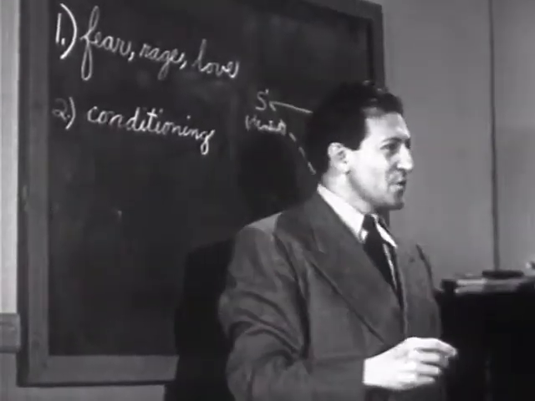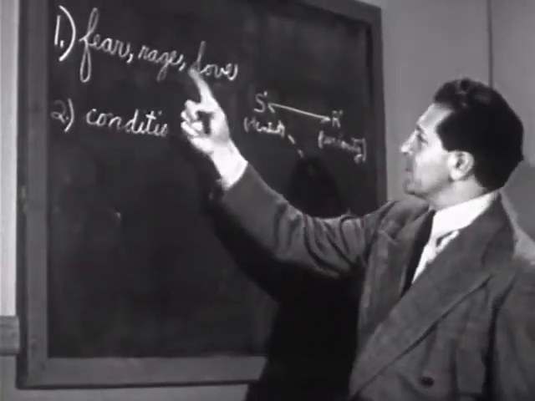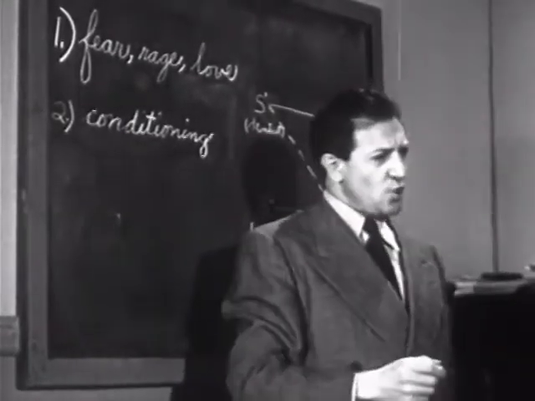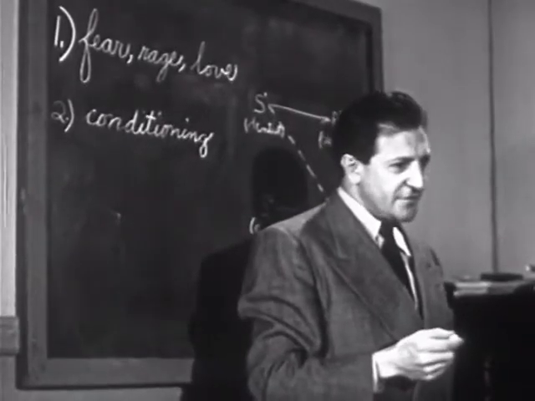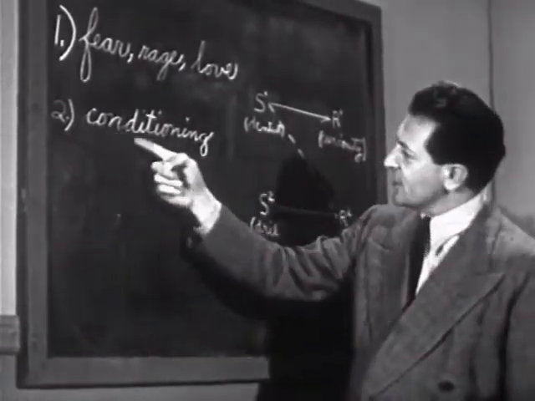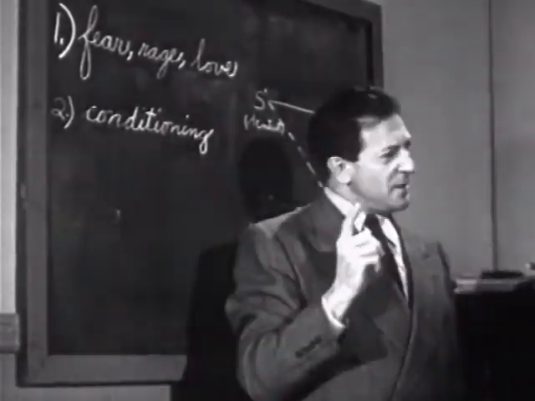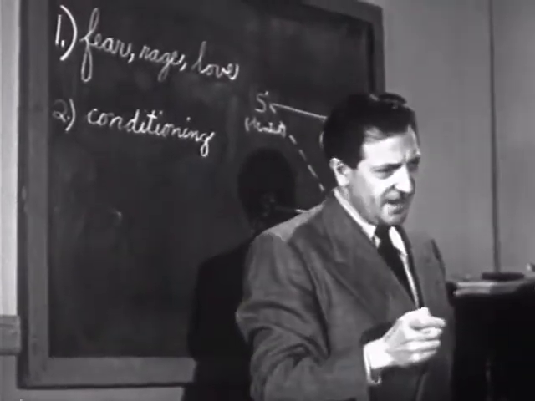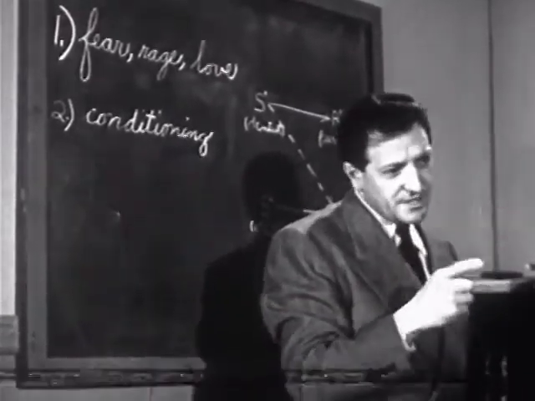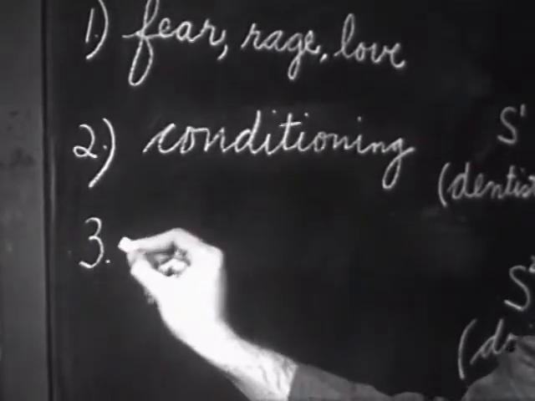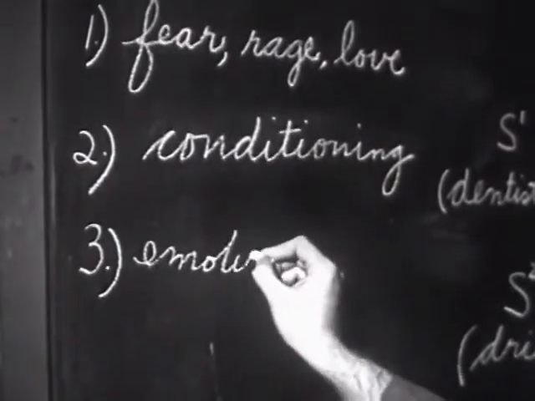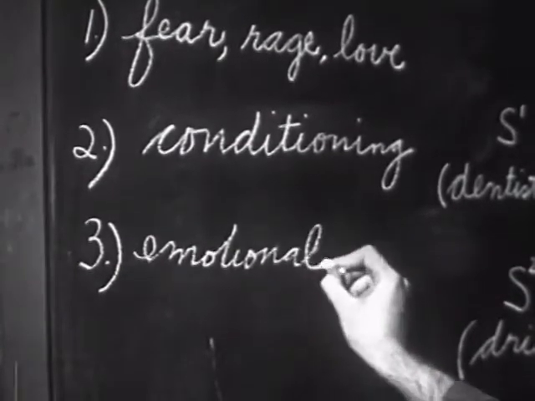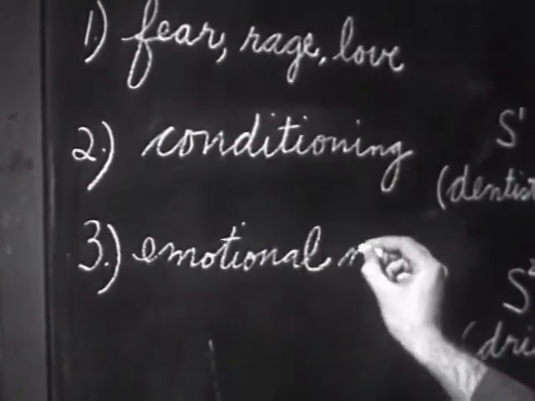Now, let's review a bit. We have certain basic emotions which are controlled subconsciously. They are modified and changed by a process called conditioning. Now, by understanding conditioning and using it, we can more easily achieve emotional maturity.